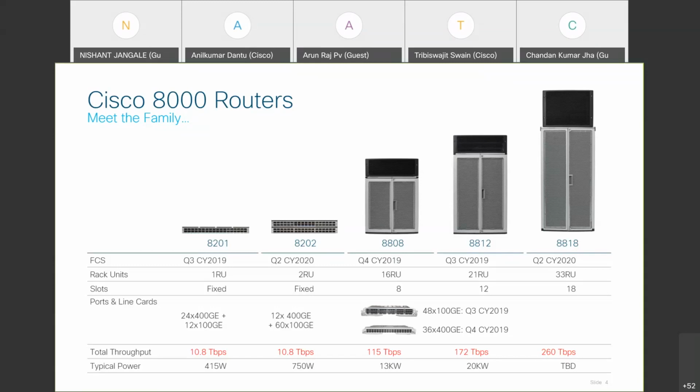With regard to throughput, it starts from 10.8 Tbps on the fixed chassis system, and it goes all the way up to 260 Tbps. In terms of traffic or bandwidth handling capacity, it is one of the highest available among the Cisco products.